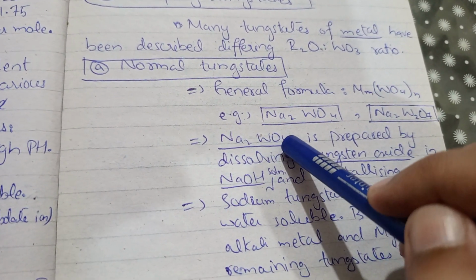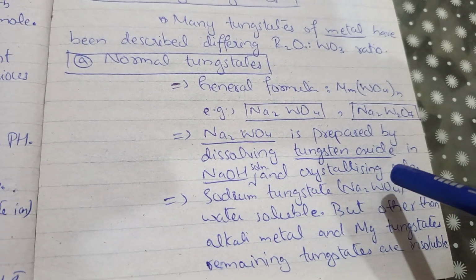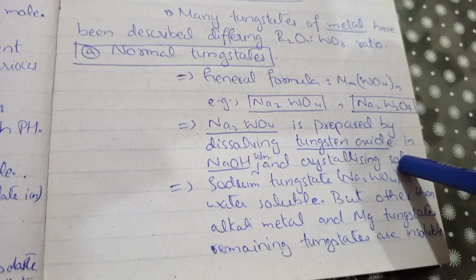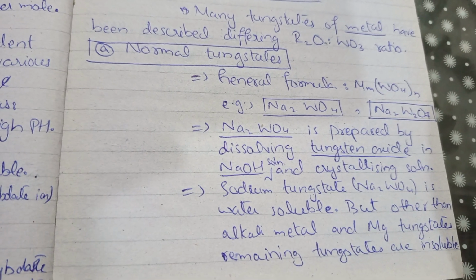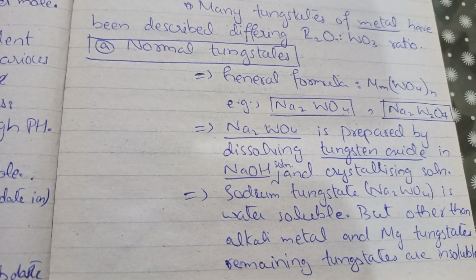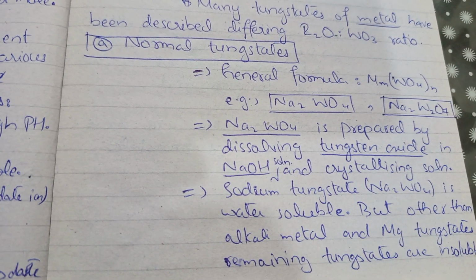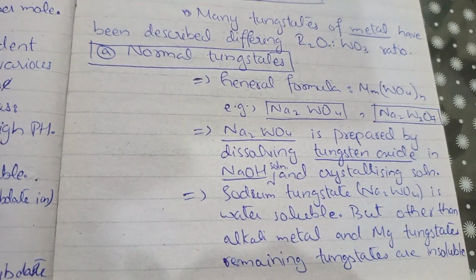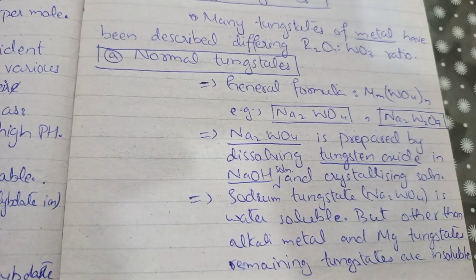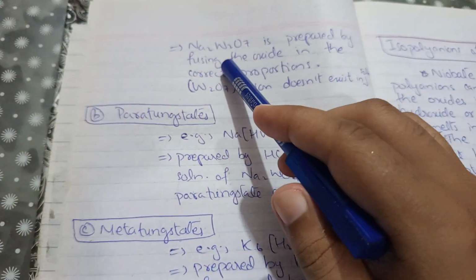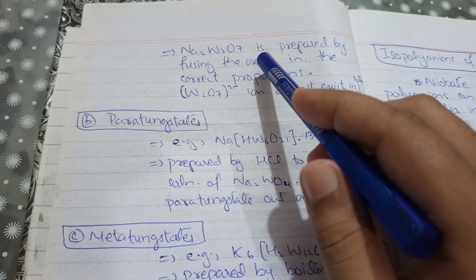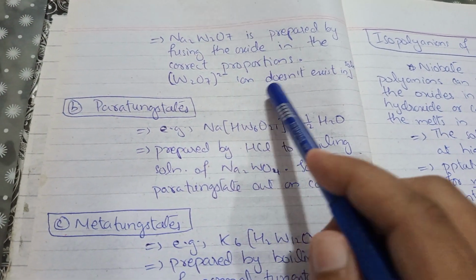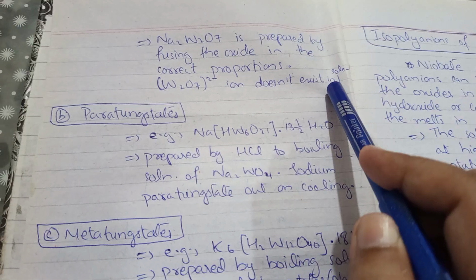Sodium tungstate is prepared by dissolving tungsten oxide in sodium hydroxide solution and crystallizing the solution. Sodium tungstate is water soluble, but other than alkali metal and magnesium tungstates, the remaining tungstates are insoluble, right? And Na2W2O7 is prepared by fusing the oxides in the correct proportions, right? And this ion doesn't exist in solution.